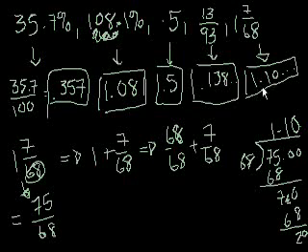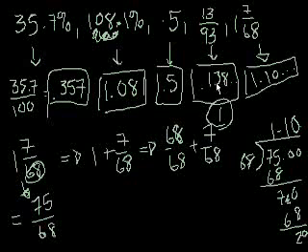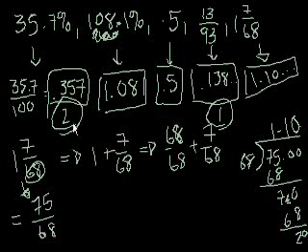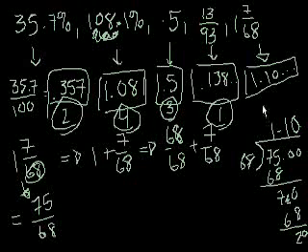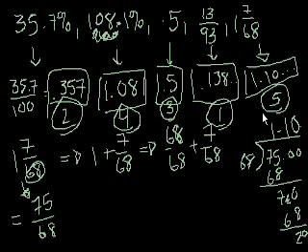So what's the smallest? So the smallest is right here. I'm going to rank them from smallest to largest. So the smallest is 0.138. Then the next largest is going to be 0.357, right? Then the next largest is going to be 0.5. Then you're going to have 1.08. And then you're going to have 1 and 7/68.